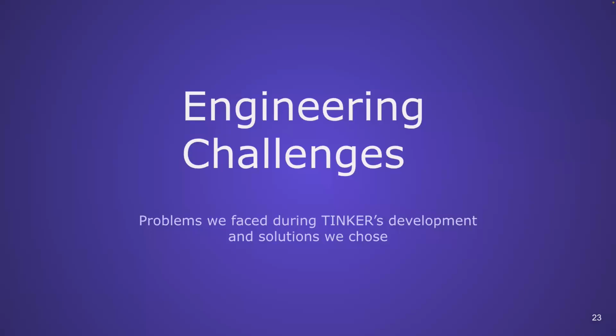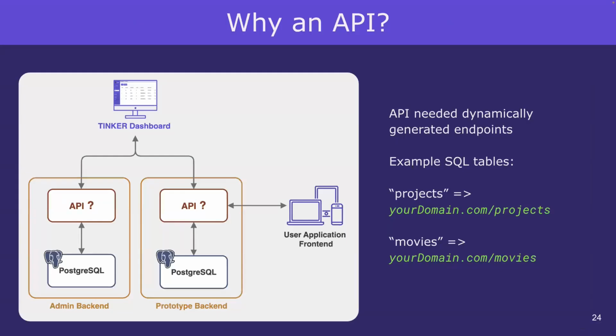Now that we have a high-level understanding of Tinker's architecture, next we'd like to talk about the journey and the challenges we faced that ultimately led to the architecture we just explored. So first off, during Tinker's development, we needed an API layer to handle communication to the PostgreSQL data layer. We needed this API to handle requests from both the dashboard UI and users' front-end applications. A requirement for this API layer was that it needed to dynamically generate API endpoints unique to its respective database.